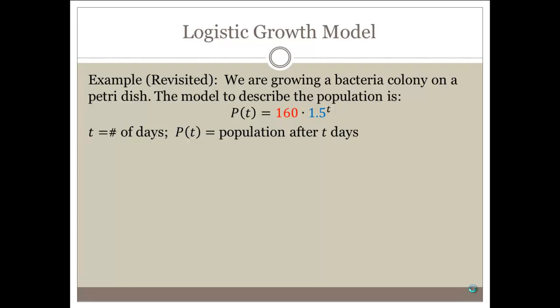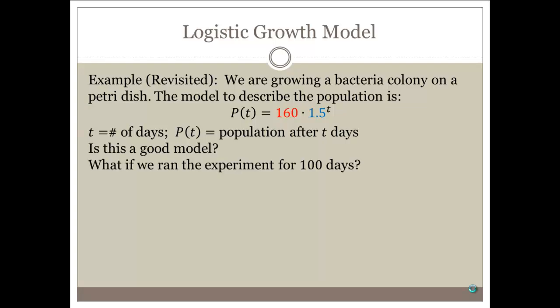Remember, in this model, our original population was 160, and we grew at a rate where each day we had 1.5 times as many bacteria as the day before. Is this really a good model? Previously, when we looked at this model, we only looked a few days out. But what if we ran the experiment for 100 days?